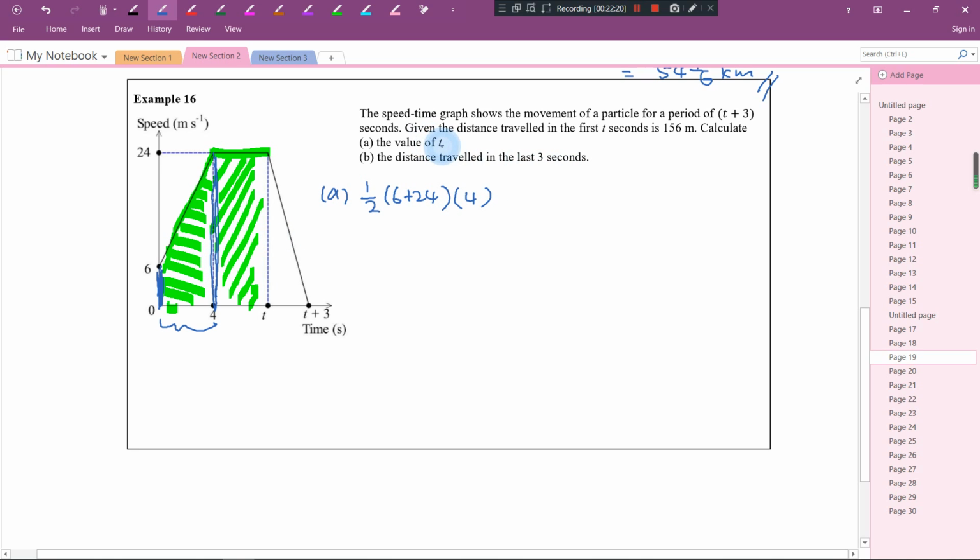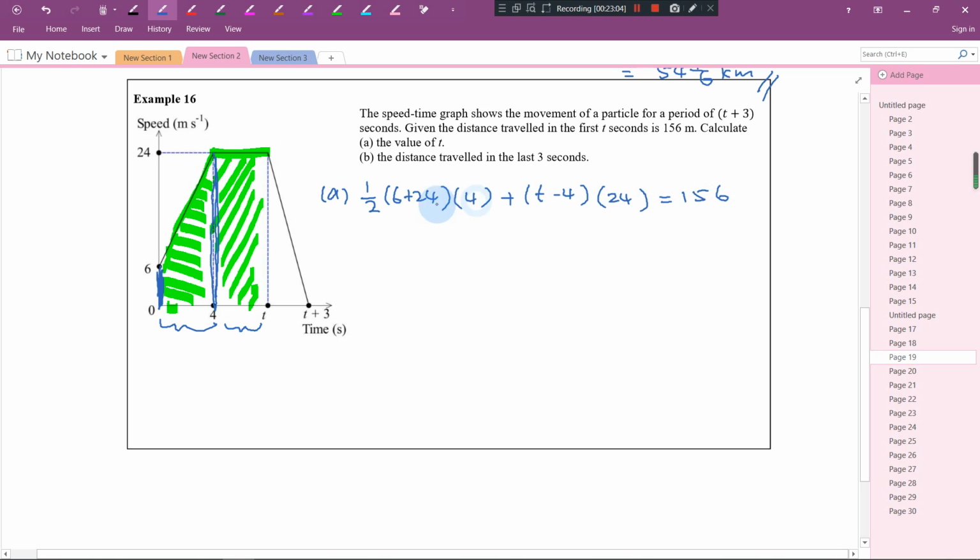And since the question tells you for the first t second, we need to plus the distance travel for this part. This is a rectangle. So you want to find the length here times the length here, which is 24, right? How do we get the length here? We don't know the t. If we want to find the length here, we take t minus 4, right? If this is 10 minus 4, you will get 6. Now this is t, we don't know, so we just let it be t minus 4. And we get the length here times the height, which is 24. This whole thing will give us the total distance travel for the first t second, which is equal to 156.